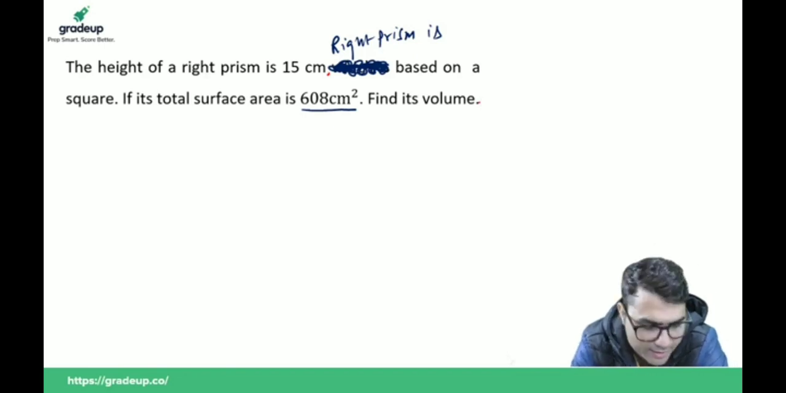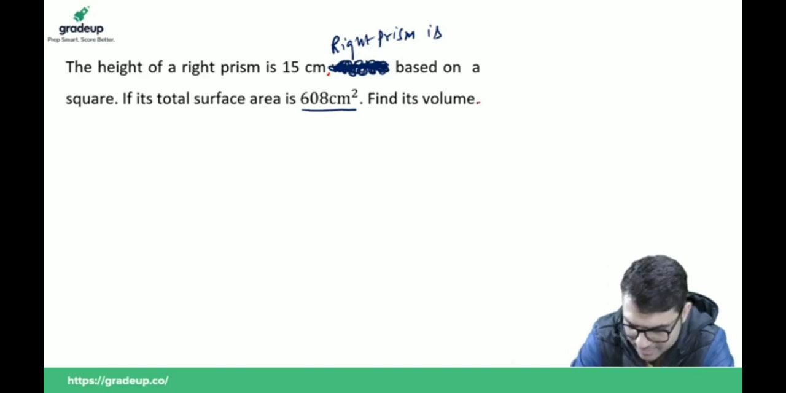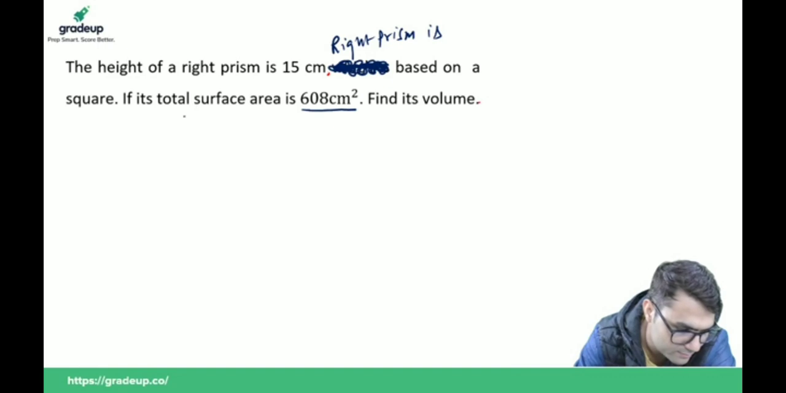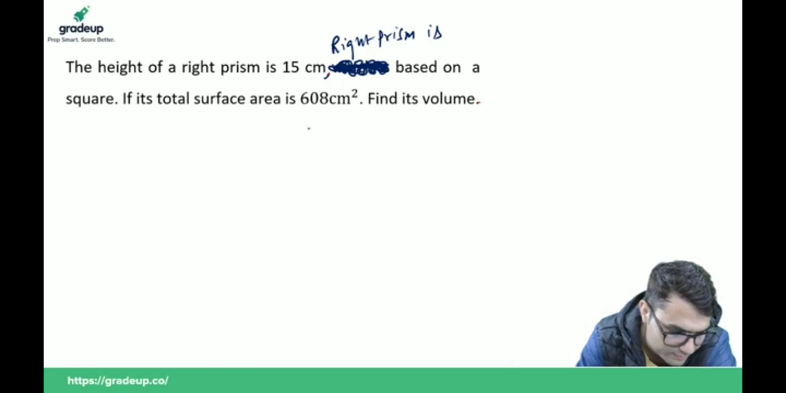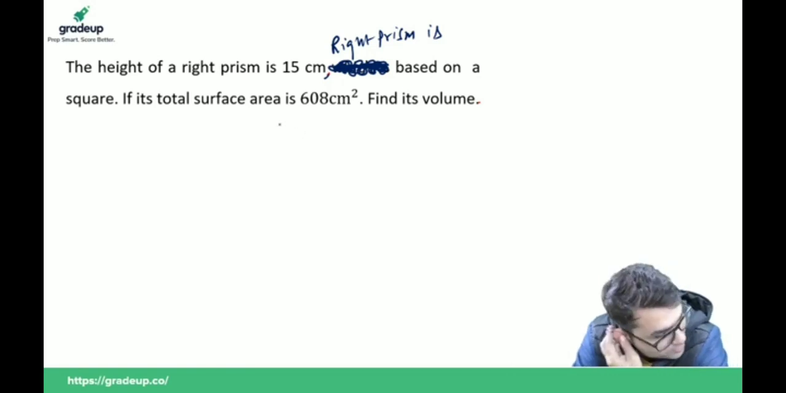Is it clear to all of you? The question is: the height of a right prism is 15 centimeter and the right prism is based on a square. If its total surface area is 608, find its volume. Now listen carefully, the prism is based on a square.